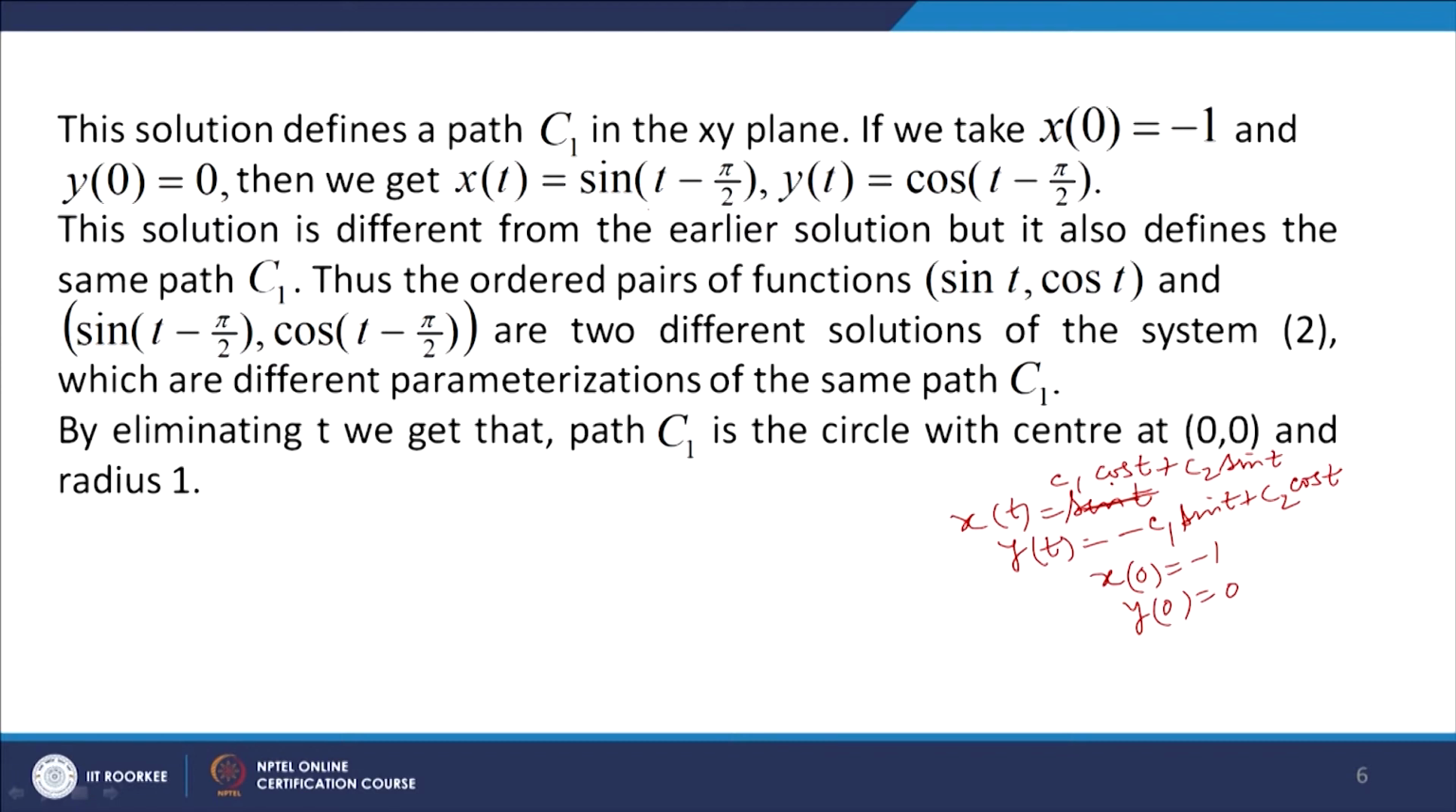Now we can see this solution is different from the earlier solution, but it also defines the same path C1. Thus the ordered pairs of functions (sin t, cos t) and (sin(t minus pi by 2), cos(t minus pi by 2)) are two different solutions of the system 2, which are different parameterizations of the same path C1.